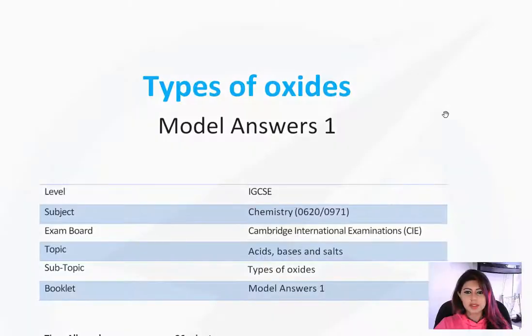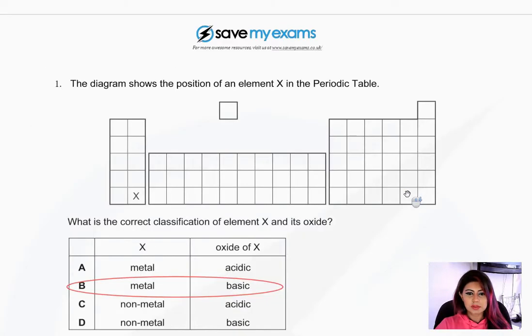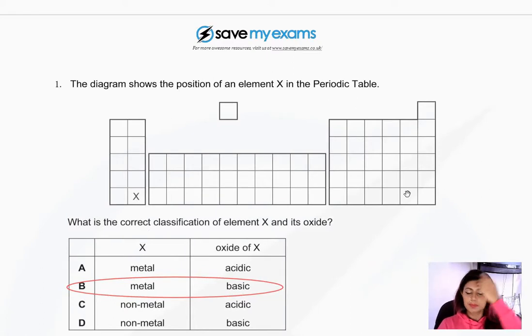So worksheet 4, which is based on types of oxide. Just a quick brief first on the types of oxide. If we have our periodic table and we do the zigzag line, which is here, all of these here are metals and all of these here would be non-metals.